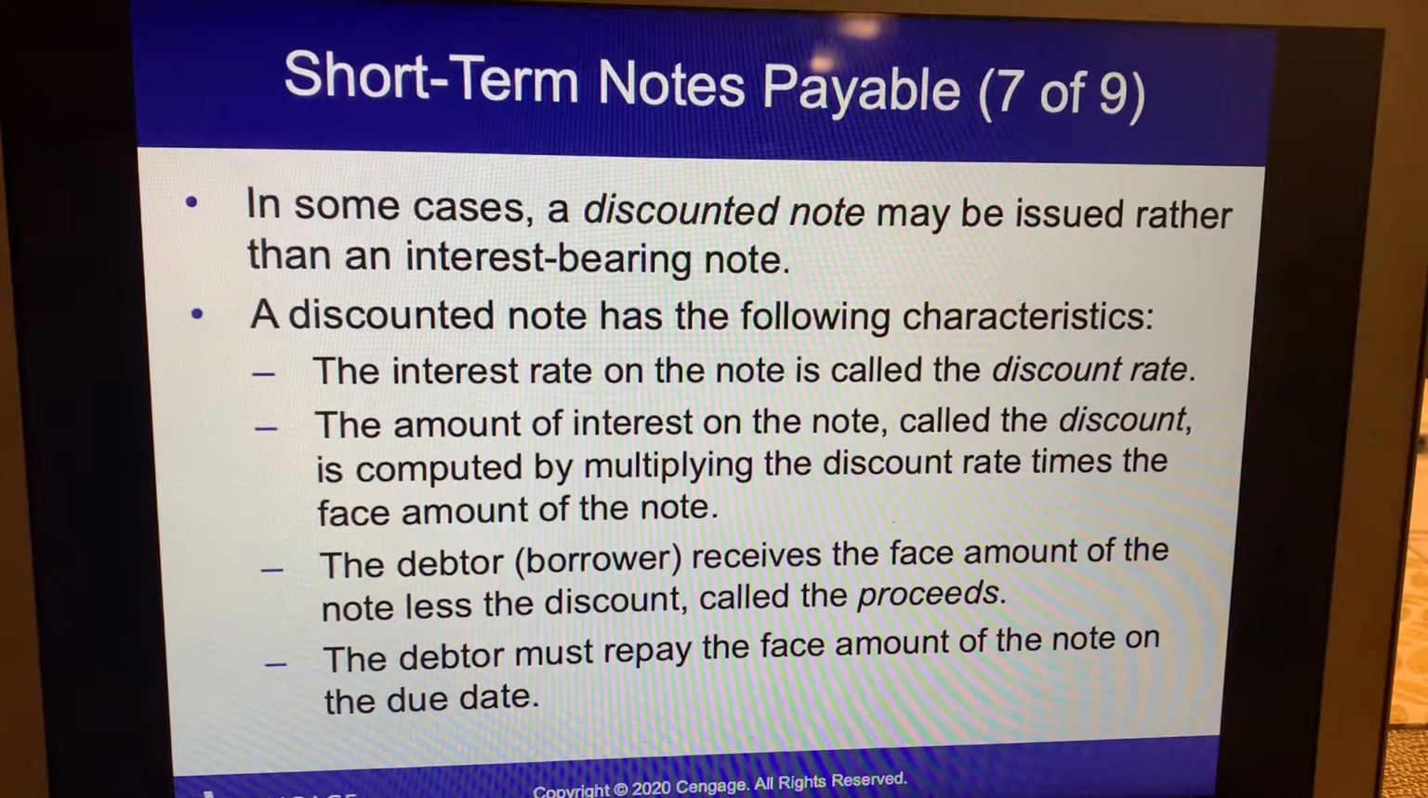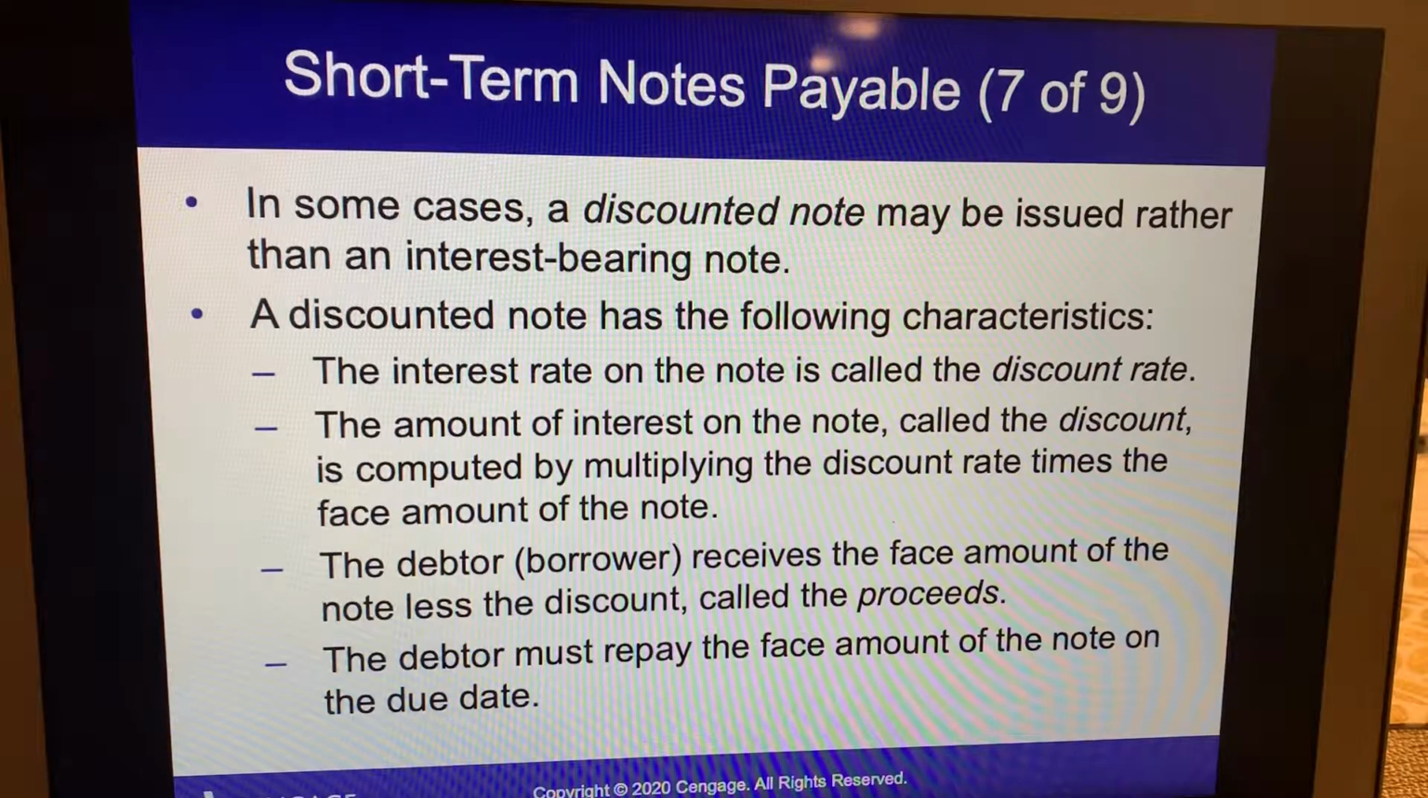Short-term notes payable. In some cases, a discount note may be issued rather than an interest-bearing note. A discount note has the following characteristics. The interest rate on the note is called the discount rate. The amount of interest on the note, called the discount, is computed by multiplying the discount rate times the face amount of the note.